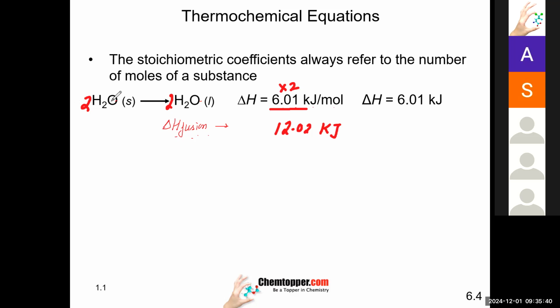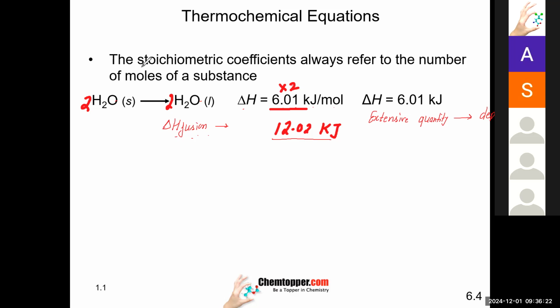If I multiply the whole equation by 2, then it becomes this much. But now there is no per mole. So enthalpy is an extensive quantity. Extensive means it depends on quantity. If you change the quantity, the value changes. For 1 mole, for 2 moles, for 3 moles, for 5 moles. So if you multiply your equation by any coefficient, delta H will also get multiplied.